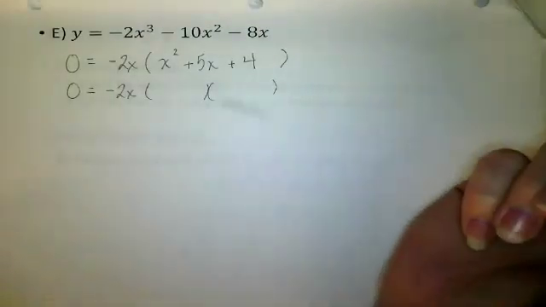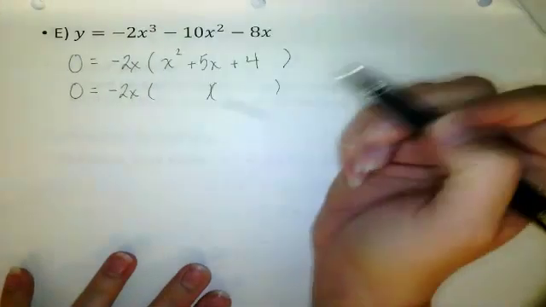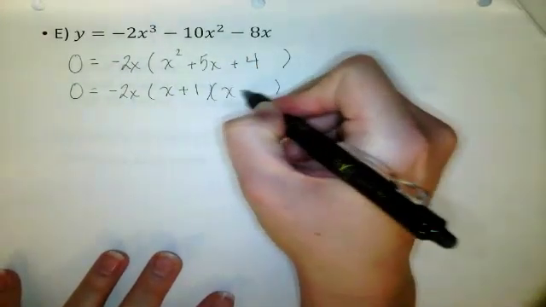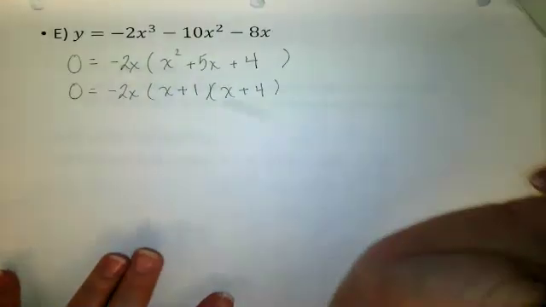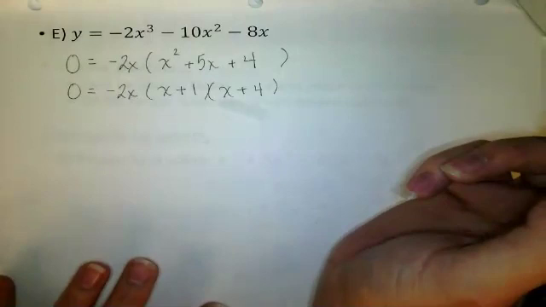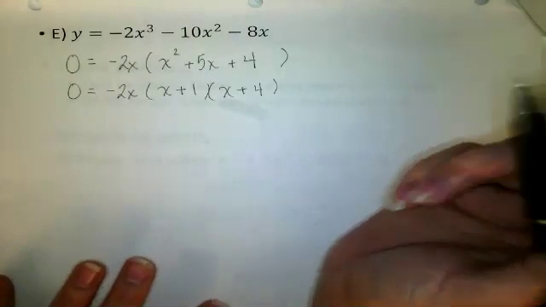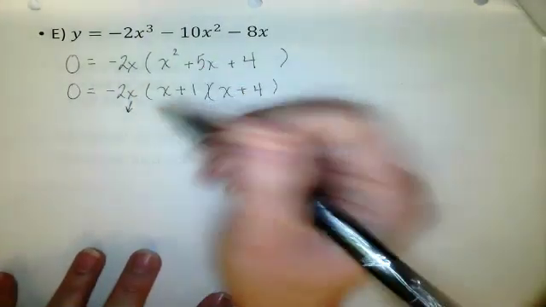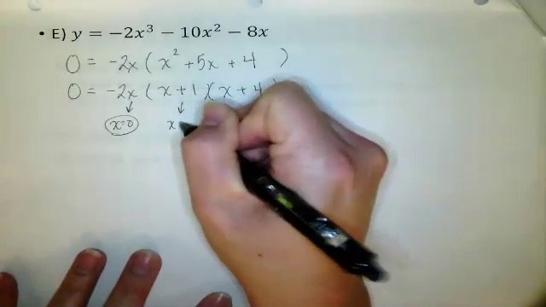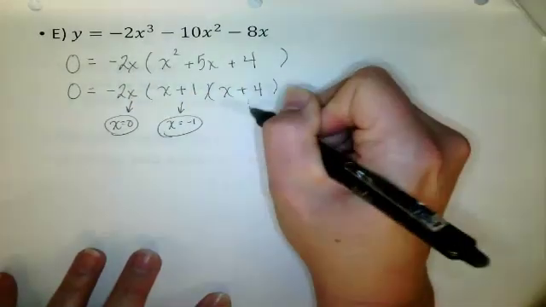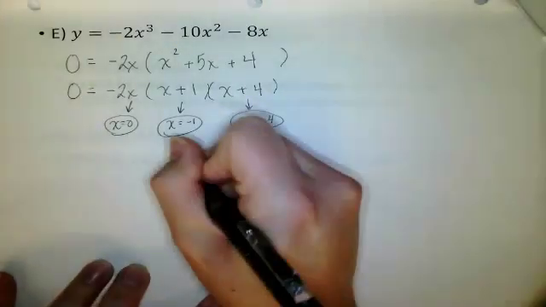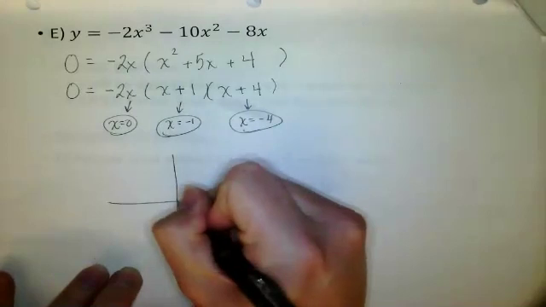So then the double bubbles into what? X plus 1, x plus 4. Good. X plus 1 and x plus 4. Which means, what are my solutions? 0, negative 1, and negative 4. Good. So I'm going to go ahead and plot those.